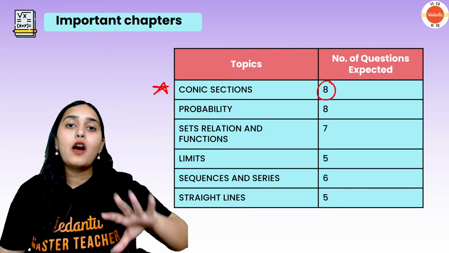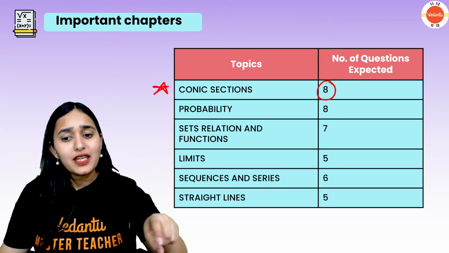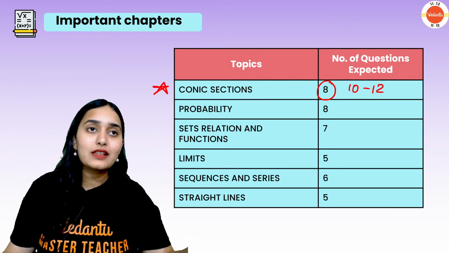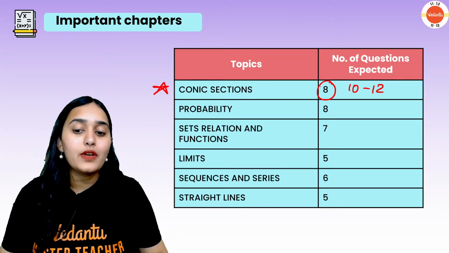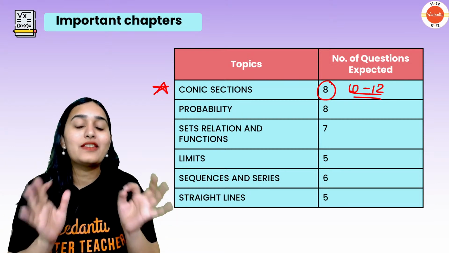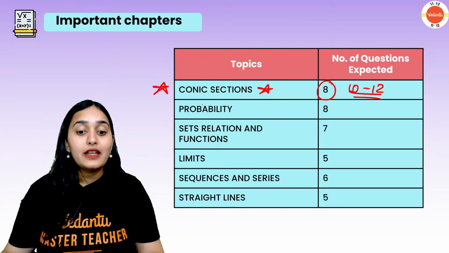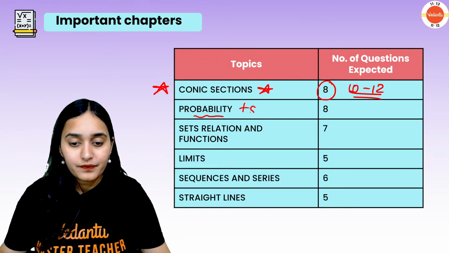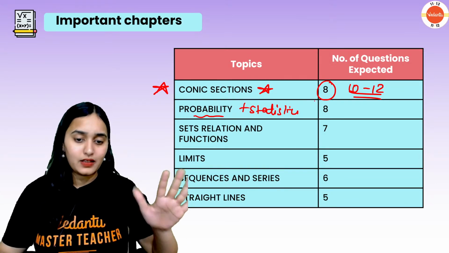According to the trend, I have observed that in some years they ask 10 to 12 questions, but sometimes they just ask 6 to 7 questions. So the average comes to around 8 questions, but definitely even more questions can be asked. It is a super important chapter. Next is probability and statistics combined. Probability and statistics combined, you'll have 8 to 9 questions.